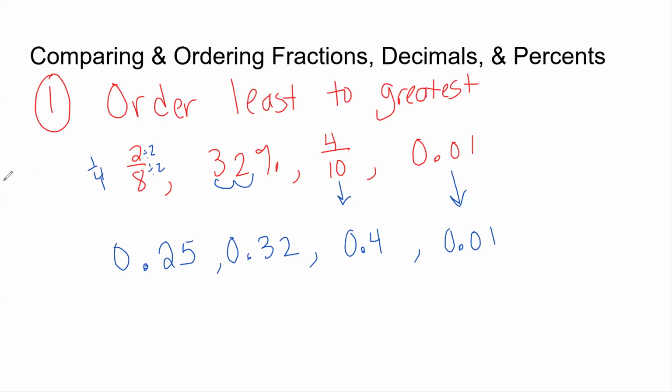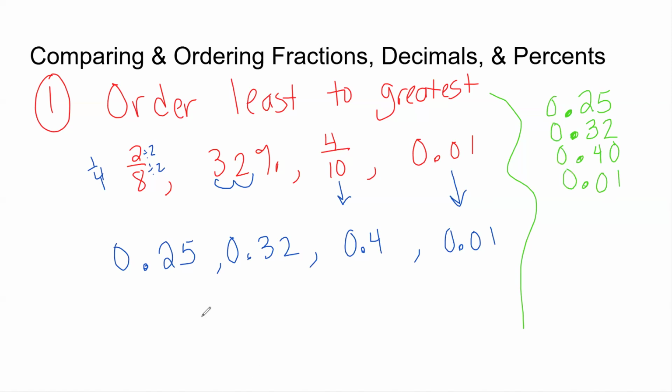And now we can order it. Usually I find it easier if we line them up vertically. So we have 0.25, make sure all the decimals are lined up. 0.32, 0.4, invisible 0, 0.01. Now you could put these zeros, but they don't matter. Okay, least to greatest. So who's smallest? All these zeros don't count. 2, 3, 4, 0. This one's smallest.